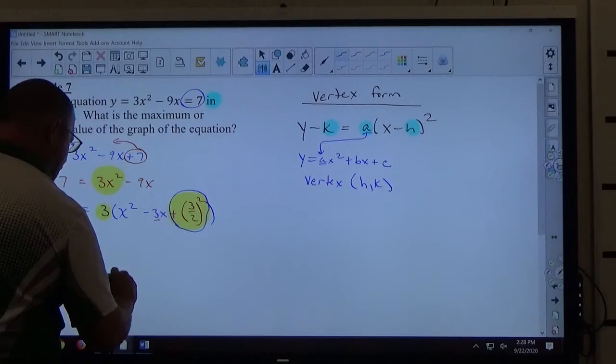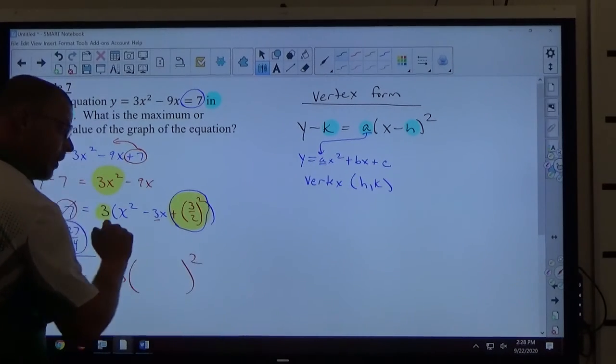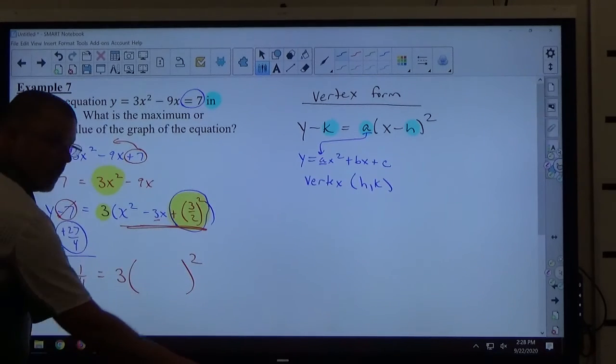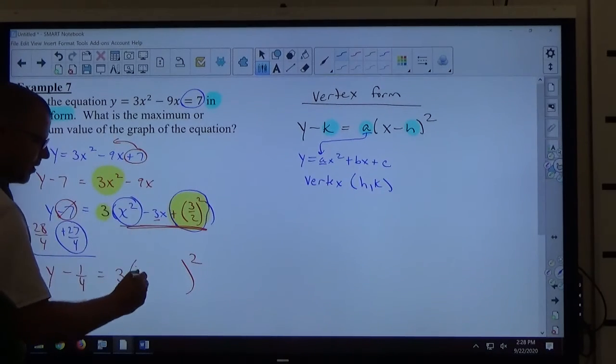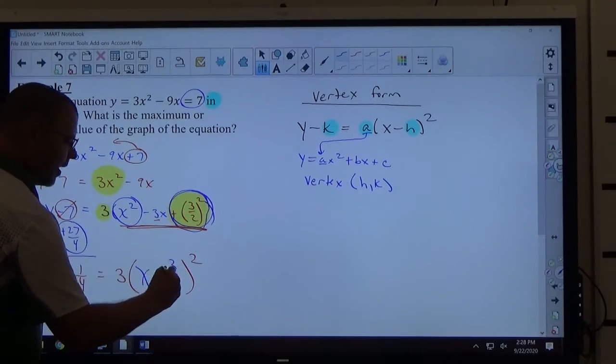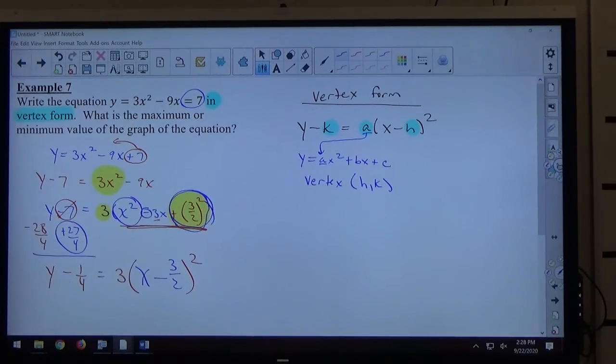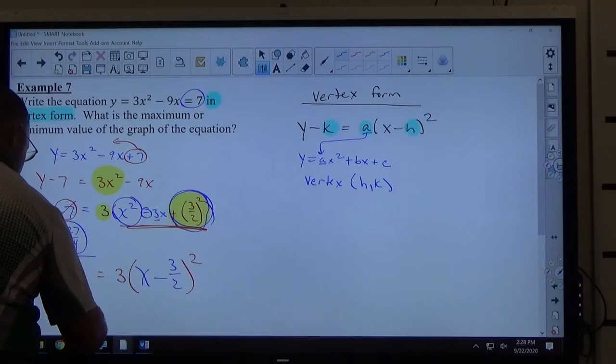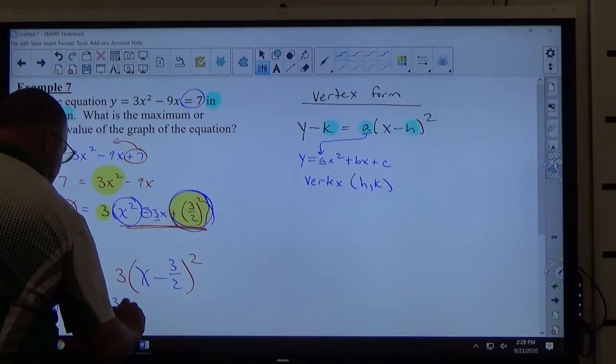Over here, I got my 3 outside. I got my parentheses squared now, right? I've got a trinomial here, and I'm trying to factor it to a binomial squared. The square root of x squared is x. The square root of 3 halves squared is 3 halves, and the sign in between is a minus sign. So we go from your standard basic form of a quadratic equation into our vertex form of a quadratic equation. So I know for a fact that the vertex of this thing is going to be positive 3 over 2, positive 1 fourth.